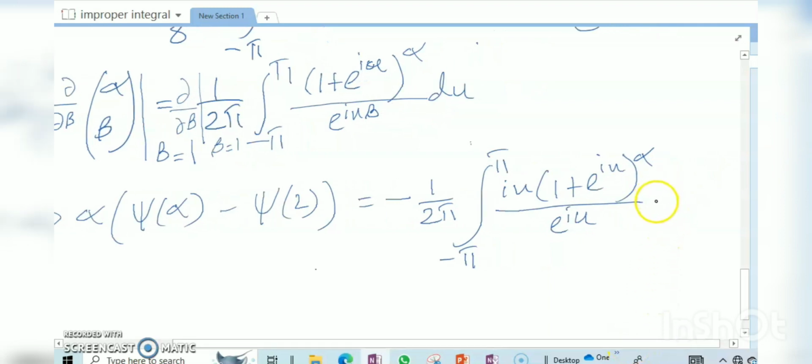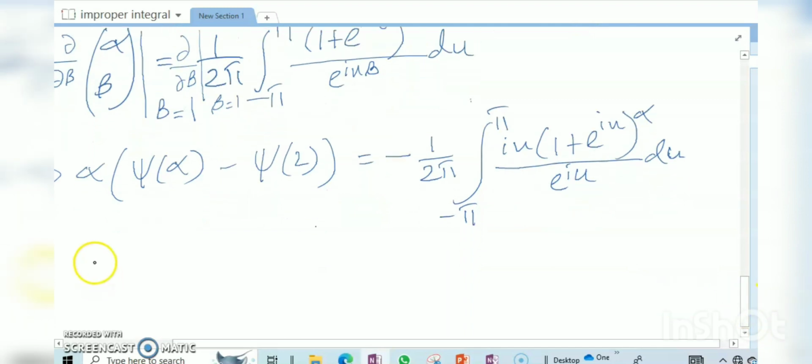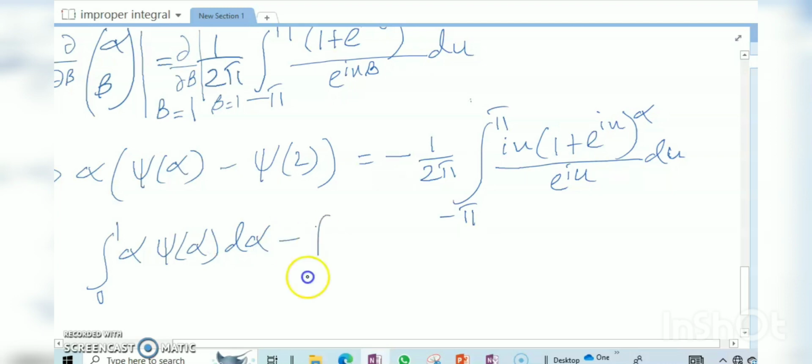So it is beta equal to 1, so it is du. This is my values. Okay, my next step, I just use integration on both sides, 0 to 1. So integrate 0 to 1 alpha digamma alpha d alpha, minus 0 to 1 digamma 2 d alpha.